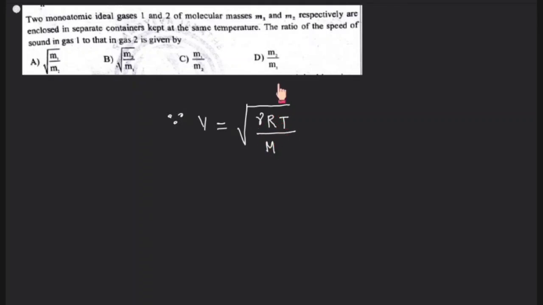Since the temperature is the same and both are ideal monatomic gases, gamma is also the same and R is also the same. Therefore you could say V is inversely proportional to under root of the molecular mass. Therefore V1 by V2 is equal to under root of m2 by m1. That is the answer for question number 2.